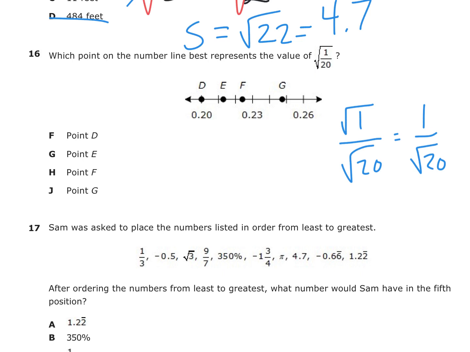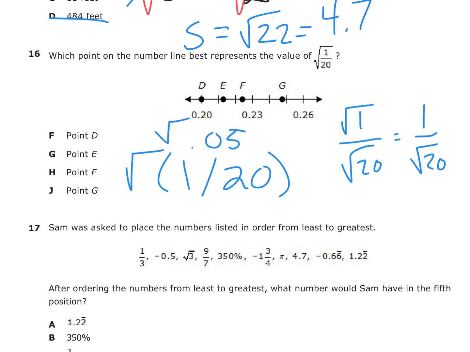Or you could plug that entire thing in the calculator, and if you did that, it would look like this. Square root, parentheses, 1 divided by 20, close parentheses. So if you do that, which value do you get? 0.05. But you still have to square root that. So square root 0.05.